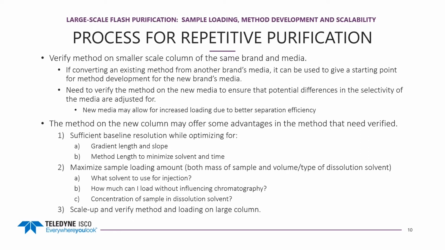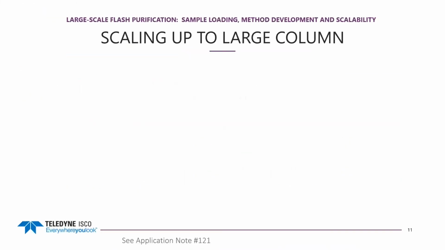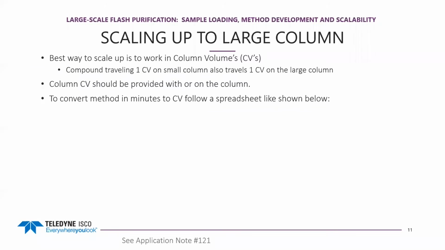And once we've verified that, we can scale up, verify the method on the large column, and then continue and repeat the process. So when we're scaling up to the large column, assuming that we've done a run on our smaller REDISEP flash columns, if you follow our application note number 121, it describes how you can scale up to the large columns, the large 7 kilogram and 8.6 kilogram columns that we now offer.